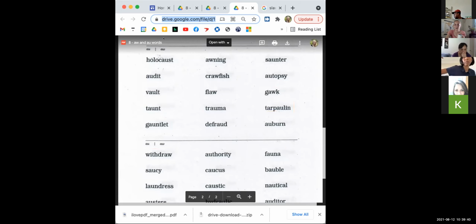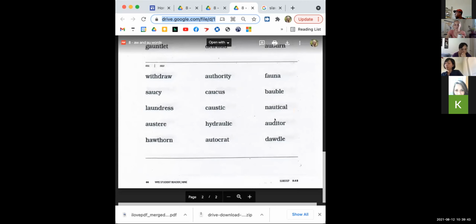Okay, let's scroll down to the bottom of this page. Oh, we're almost there. We have austere, austere, hydraulic. I have one question. Austere, then vowel, consonant, vowel. Then here, why E? Is the last E silent? That's the silent E that makes the E long.